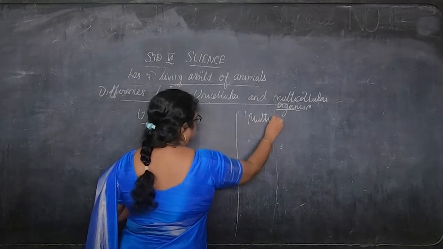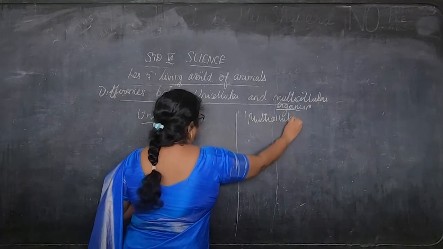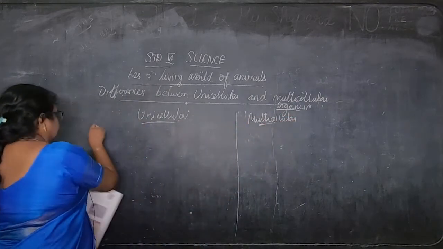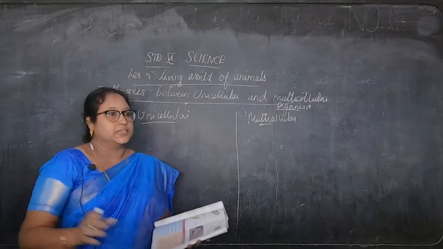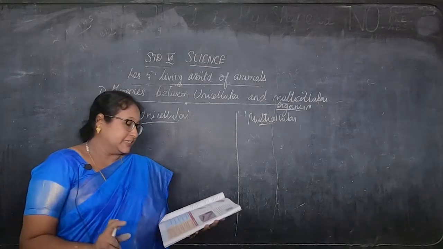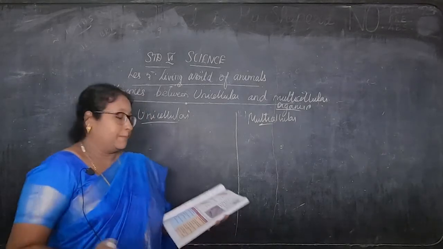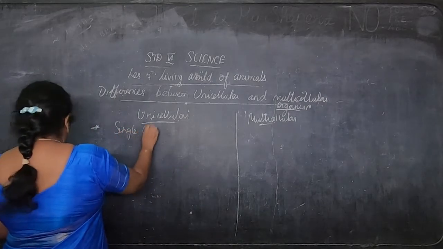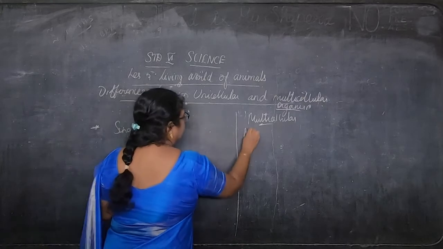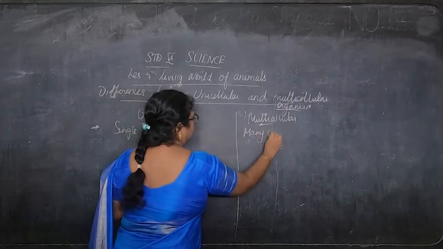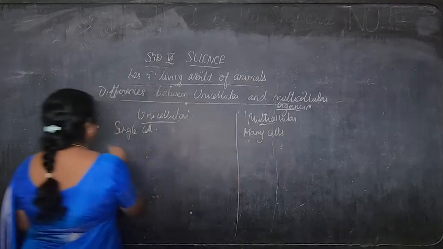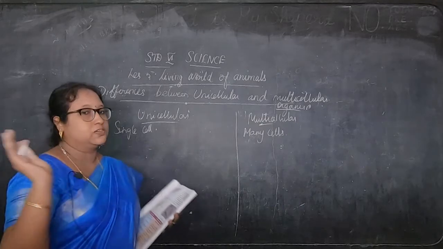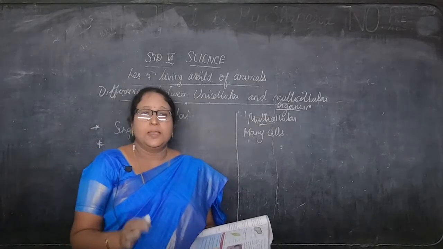Okay, children. So first, if you see the first point, they are made up of a single cell. I already told you, they are made up of a single cell, and the multicellular are made up of many cells. Multicellular means many cells. This is the first important point for you: unicellular, single cell, and multicellular, many cells.